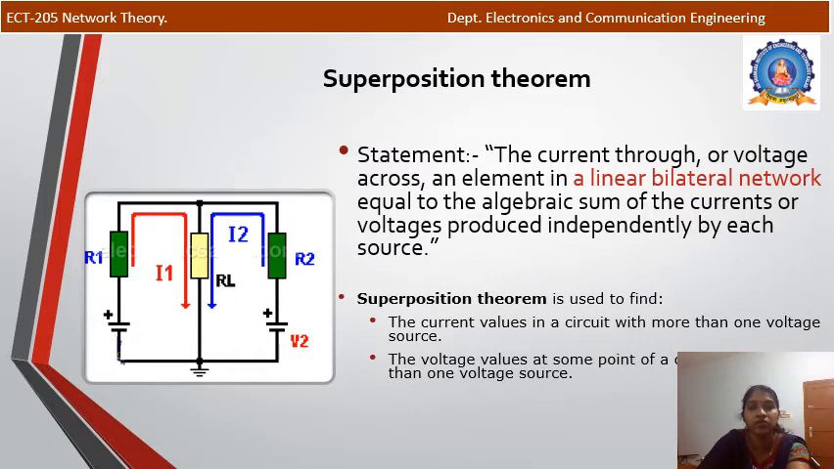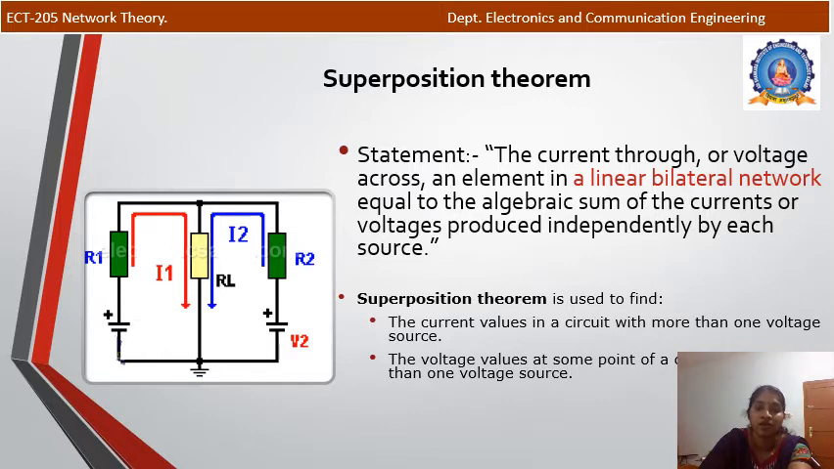So the statement for the superposition theorem is: the current through or voltage across any element in a linear bilateral network is equal to the algebraic sum of the currents or voltages produced independently by each source. What this theorem says is that if there is more than one source, the voltage or current through any element is the algebraic sum of the current or voltage produced by individual sources in the circuit. Right, algebraic sum means it will consider the direction also.